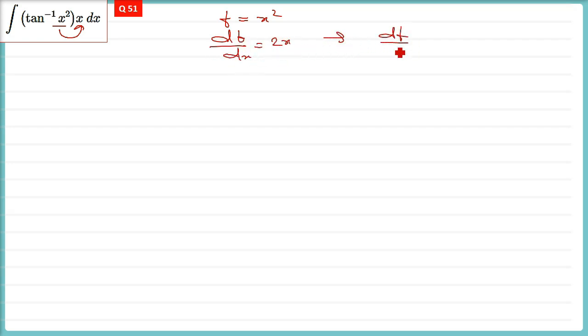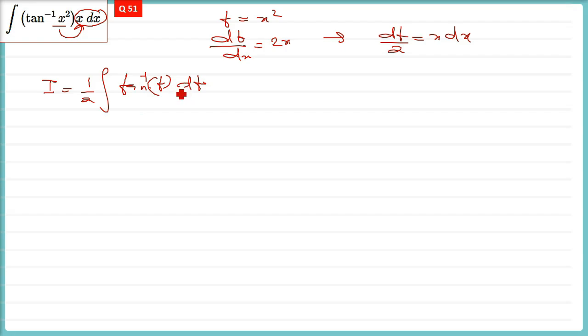So dt by 2 corresponds to x dx now. You already have an x dx here. So let me just integrate and write the actual terms here with the transformation to t. So x dx will be dt by 2 and tan inverse x square will be tan inverse t. So this integration tan inverse t dt is quite known to you. How to go about it?